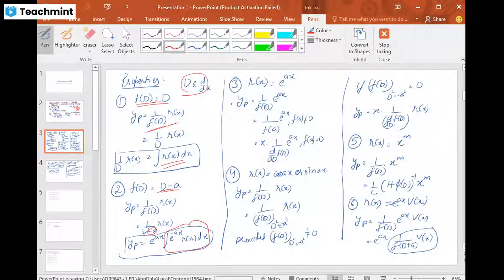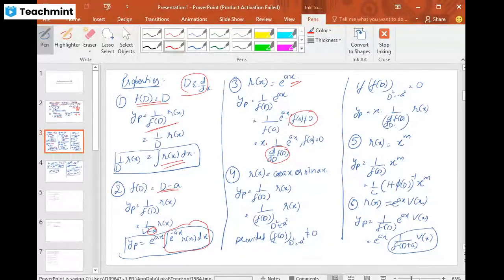Case number 3 is about the non-homogeneous function. So if R(x) is e power ax, then how do we calculate the particular integral in that case? Simply replace D with a, but the condition is f(a) should not be equal to 0. And if f(a) is 0, then we multiply by x in the numerator, differentiate this operator function with respect to D, and then apply this operator on e power ax again.